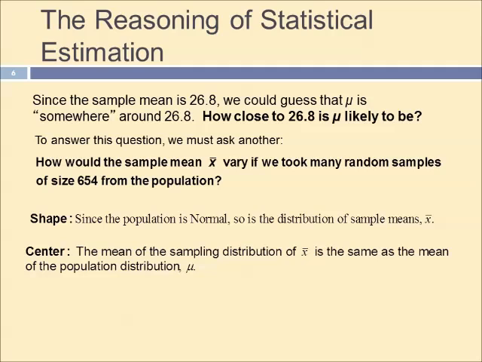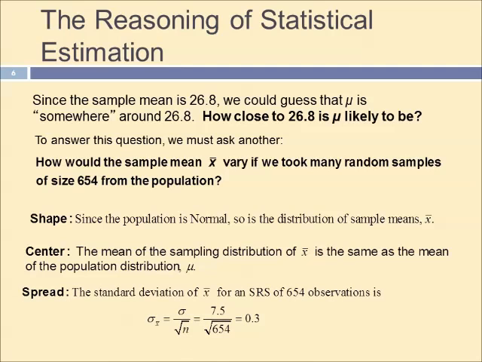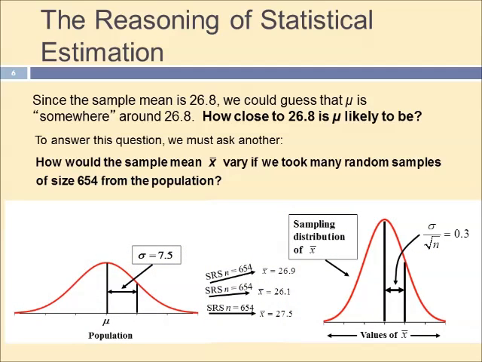The mean of the sampling distribution of means is the same as the mean of the population distribution. The standard deviation of the distribution of sample means for simple random samples of size 654 is sigma divided by the square root of n, or 7.5 divided by the square root of 654, which is about 0.3. So again, we take simple random samples of size 654 from the population, we get different means, and we look at the sampling distribution of those means.